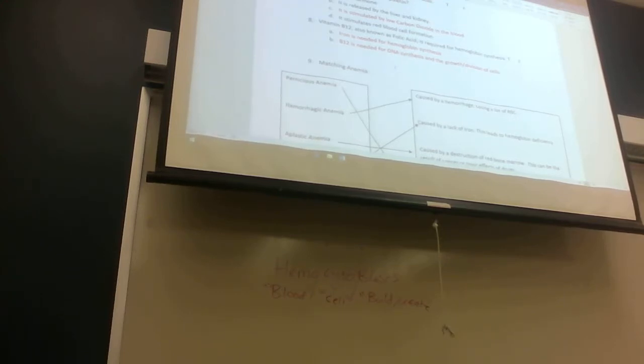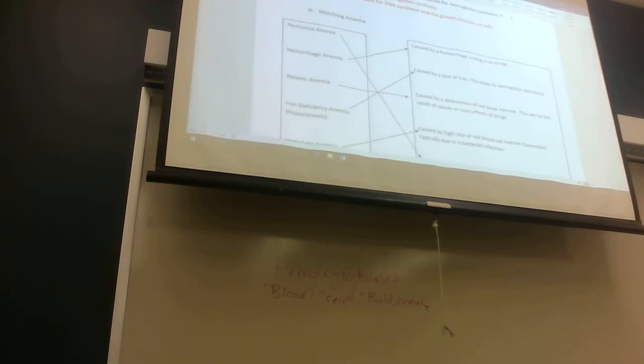So let's review the true answers. It is a hormone. It is released by the kidneys, sometimes by the liver too. It stimulates red blood cell formation, so it causes red blood cells to form. And what causes the secretion of erythropoietin from the kidneys is when you have too few red blood cells in your body. So that's that.